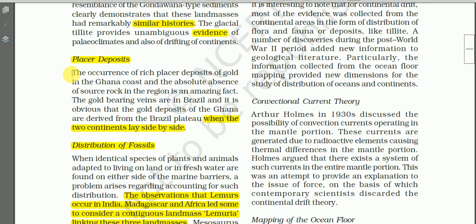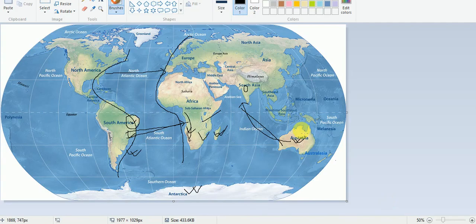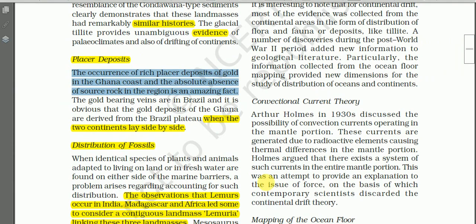The occurrence of these rich placer deposits of gold in Ghana, caused by an absolute absence of source rock in the region, is an amazing fact. That means in Ghana, placer deposits of gold occur, but the source rocks are not found in Ghana, okay. So let us see the world map. Here Ghana is here, and in Ghana placer deposits of gold are found, but the source rocks are not found.